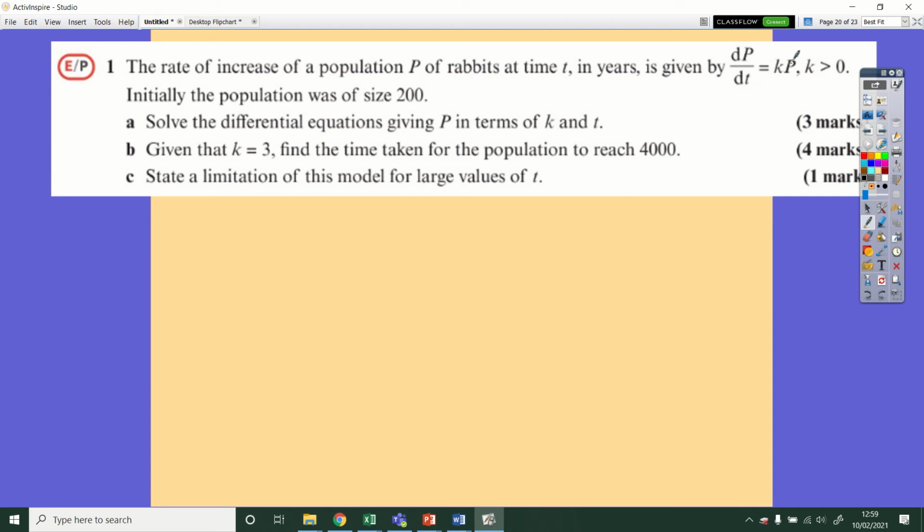dp by dt is kp. k is a positive constant. We've also got initial conditions here. Initially, the population is of size 200. And we're solving in terms of giving p in terms of k and t. Okay, I'm going to go straight into that. So solving my equation.